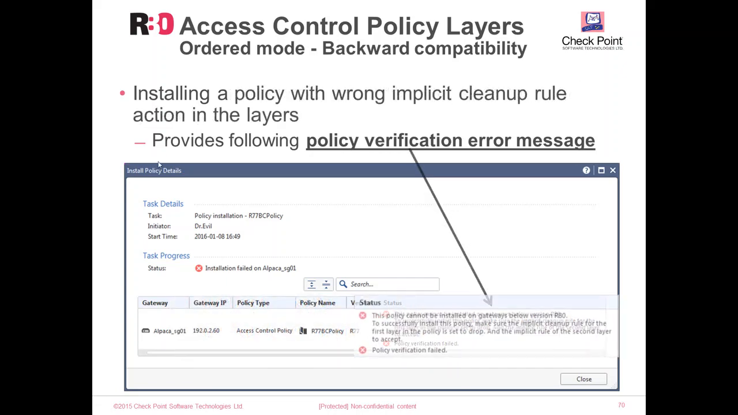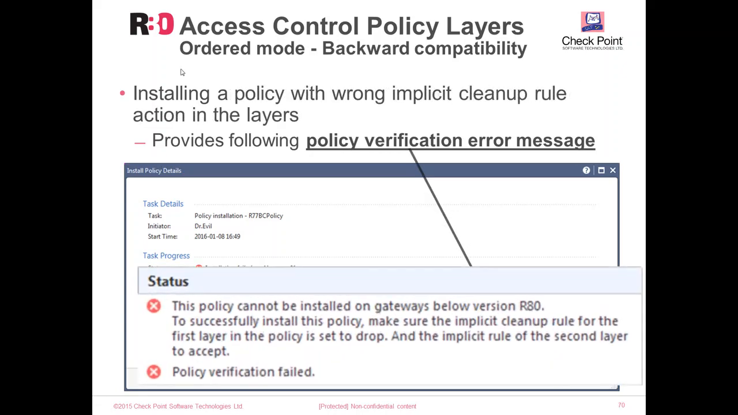Also, if I install a policy with a wrong implicit cleanup rule, as for example a drop action in the application control and URL filtering layer, I will get the following verification error. So this policy cannot be installed on gateways below version R80. To successfully install this policy, make sure that the implicit cleanup rule for the first layer, so that's the firewall layer, in the policy is set to drop, and the implicit cleanup rule for the second layer, that's the application control and URL filtering layer, is set to accept. The implicit cleanup rule needs to be configured like this for backward compatibility gateways.